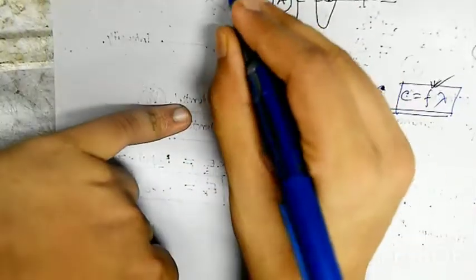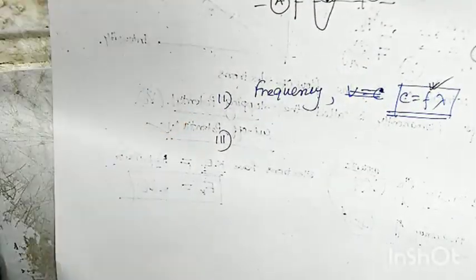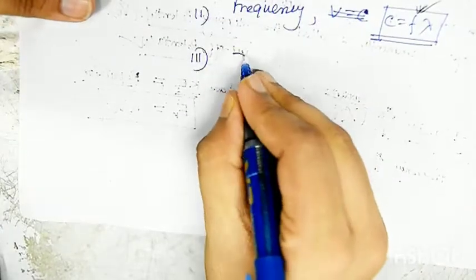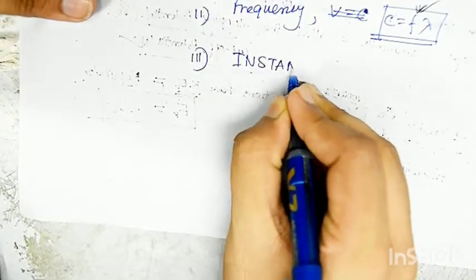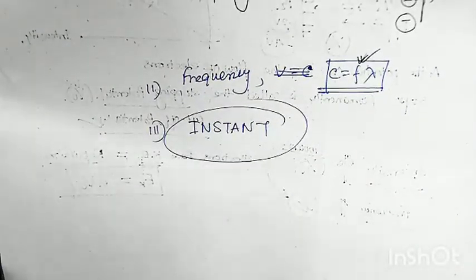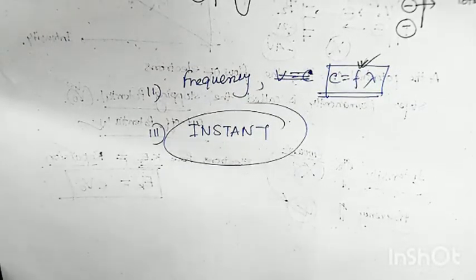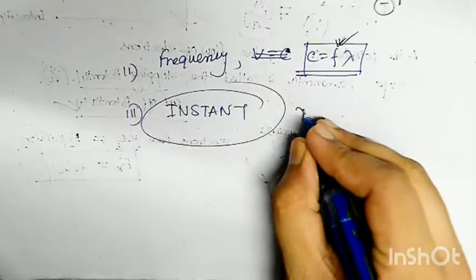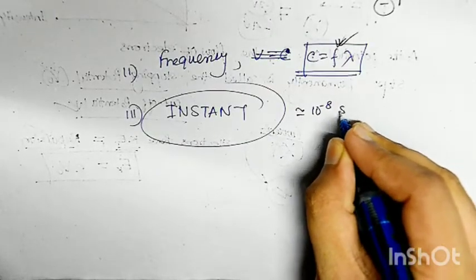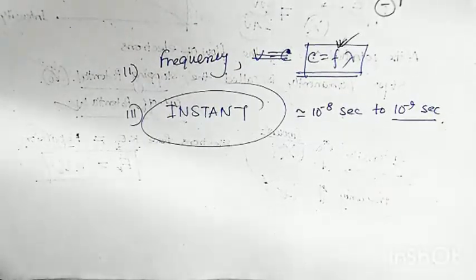And thirdly, the photoelectric effect happened instantaneously. Means the moment the light falls on the surface, the current flow starts. There is a very small time gap between the light falling and the start of the photoelectric effect, usually found to be of the order of 10 to the power minus 8 second to 10 to the power minus 9 second, or more specifically, 1 nanosecond order.